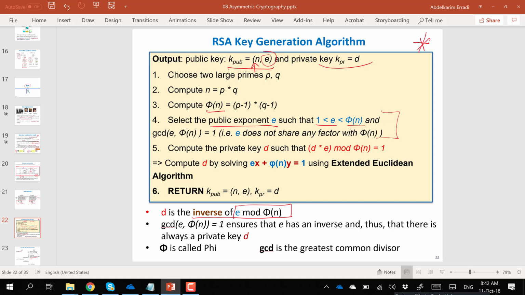But this is the algorithm. D is nothing but the inverse of E mod phi n. Using these steps, we will be able to produce the public key and the private key. I'll come back and explain these Chinese things once I go through the example. Each entity has its own set of keys. So this is the algorithm to produce the public and the private key.